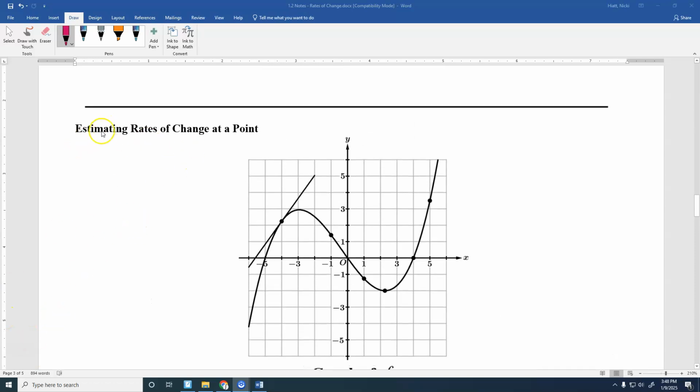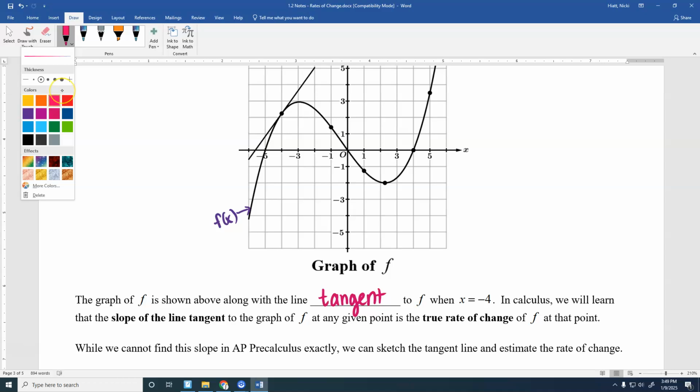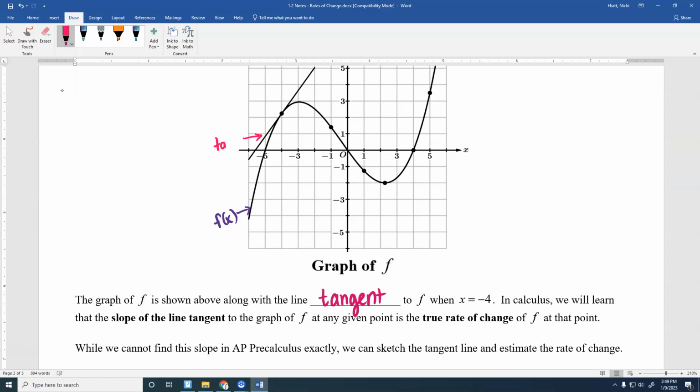We had stopped right here where it says estimating rates of change at a point on our notes. And in this picture, it tells us that the graph of f is shown above, along with the line, and the word that we want to use right here is tangent to f when x equals -3. So in this picture, that curve is your f of x, and the tangent line is this line right here. And you can see that it just touches that graph at one point.